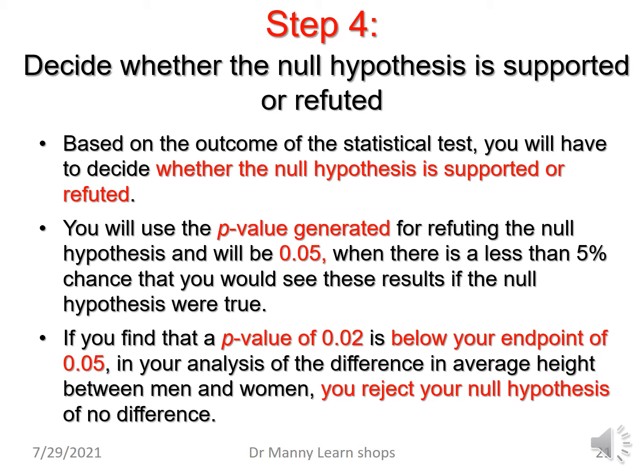If you find a p-value of 0.002, which is below your endpoint of 0.05, in your analysis of the difference of the average height between men and women, you reject the null hypothesis of no difference.